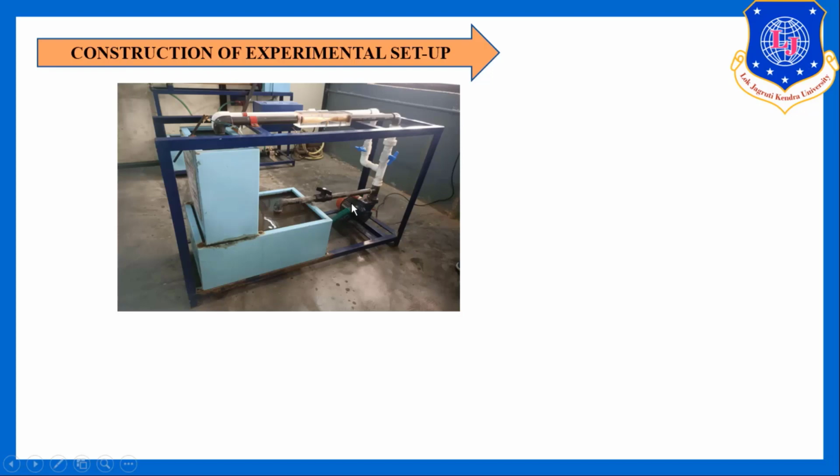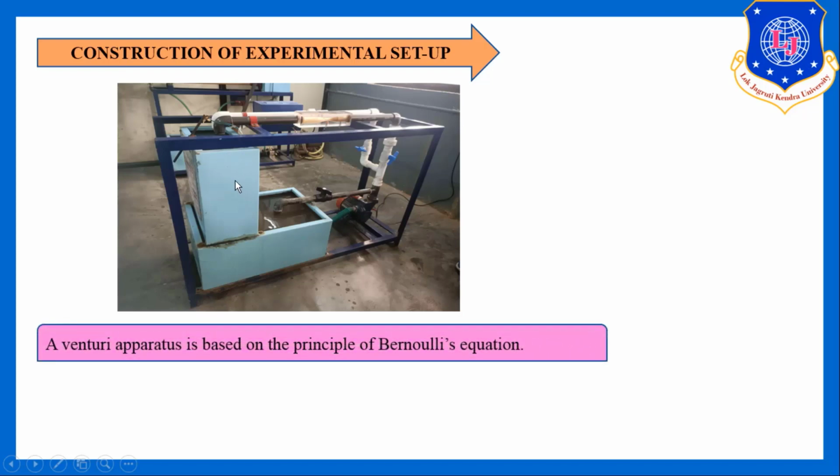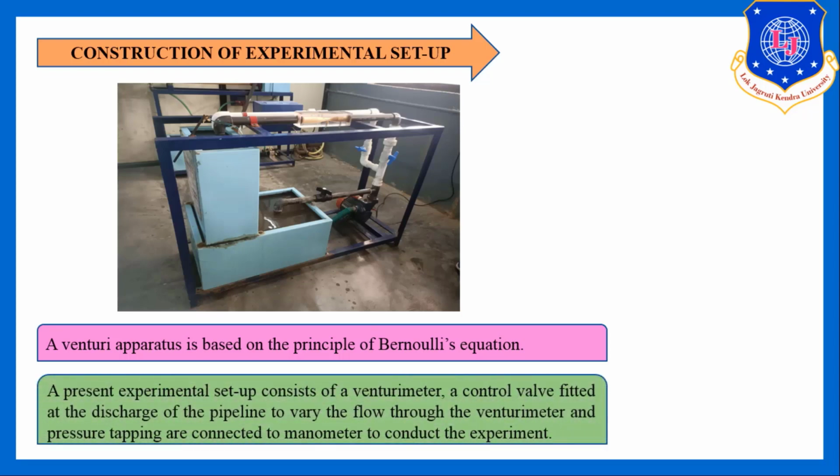This is the pump. With the help of this pump, the liquid is transferred from this line to the venturimeter, passes through the venturimeter, and is collected in this overhead tank. Basically, the venturi apparatus is based on the principle of Bernoulli's equation. This experimental setup consists of a venturimeter, a control valve to control the flow rate, and pressure tappings, which are connected to a manometer to measure the pressure difference. So this is about the experimental setup.